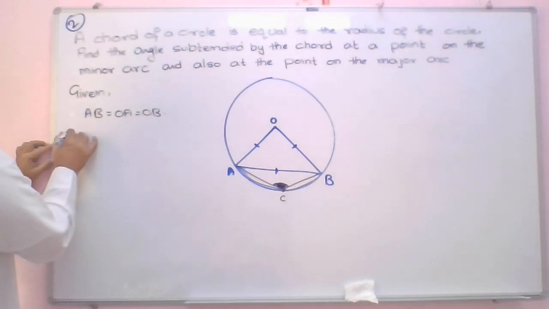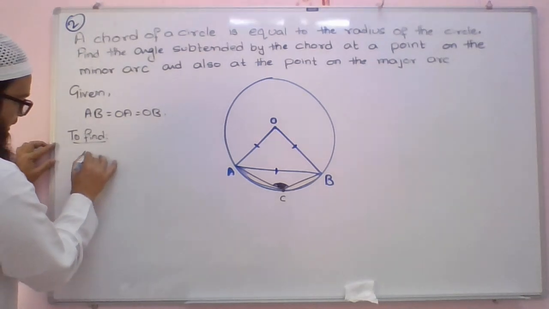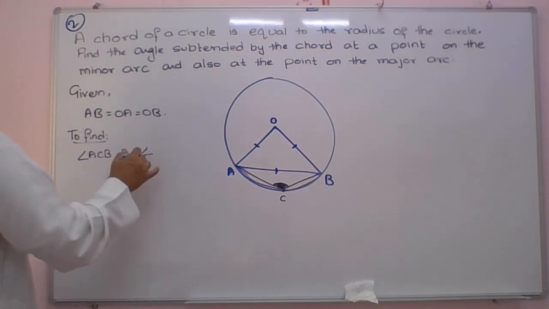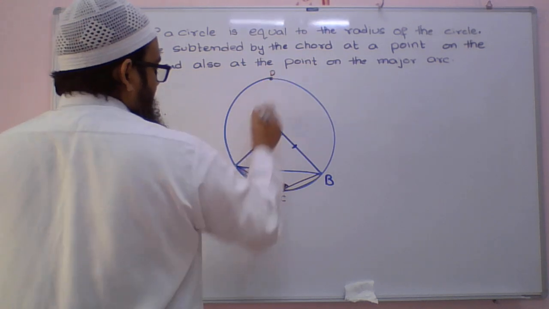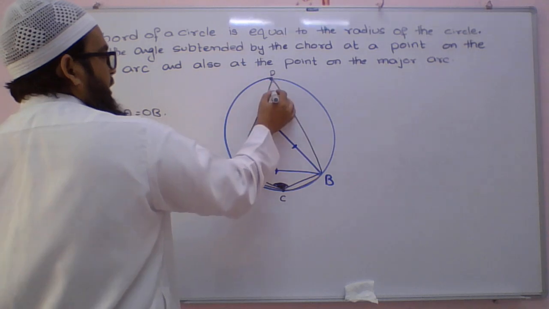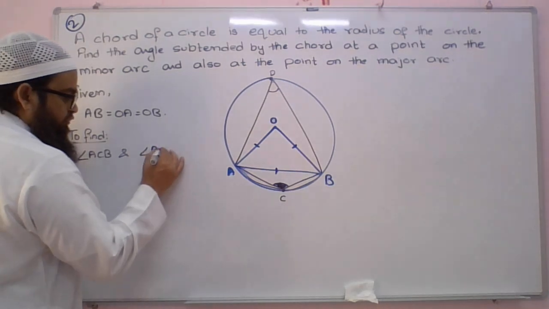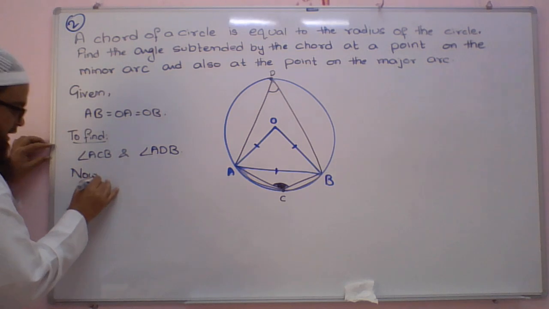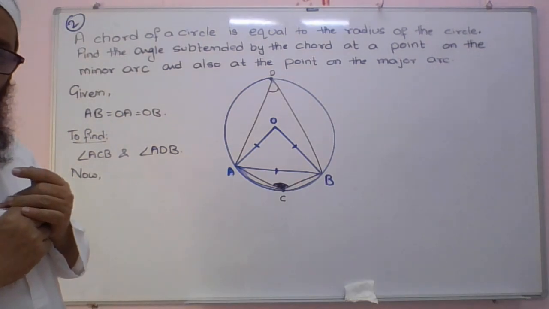So what to find? To find the angle ACB, and also at a point on the major arc. Let us take a point over here, D. So how does it subtend? Join the ends of the chord to that point. So you have to find angle ADB. Understood or not?